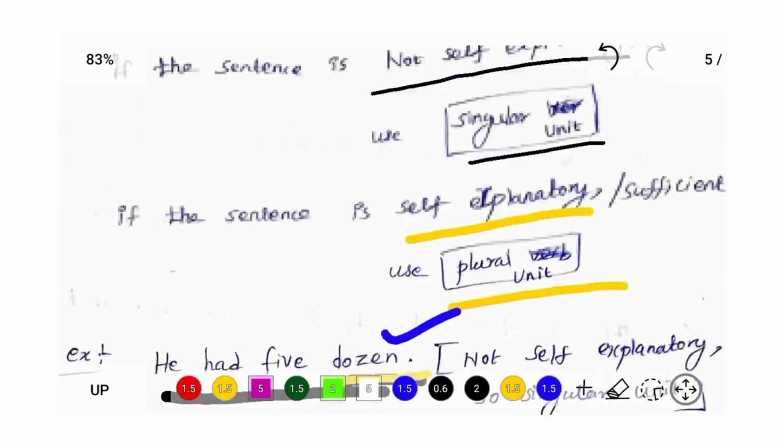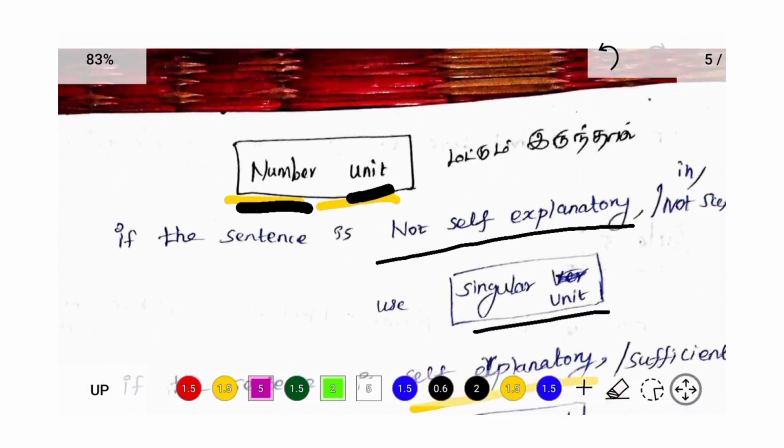So you can understand that when a number and unit are present in a sentence, check whether the sentence is self-explanatory or not self-explanatory. If the sentence is self-explanatory, use a plural unit. If the sentence is not self-explanatory, use a singular unit.